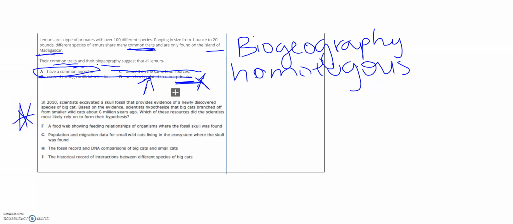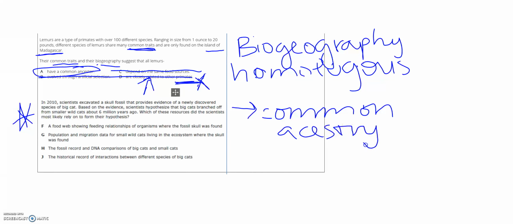Now our very last one that we're going to go over. In 2010, scientists excavated a skull fossil that provides evidence of a newly discovered species of big cat. Based on the evidence, scientists hypothesized that big cats branched off from smaller cats about 6 million years ago. Which of these resources did scientists most likely rely on to form their hypothesis? So again, this one is asking about common ancestry.